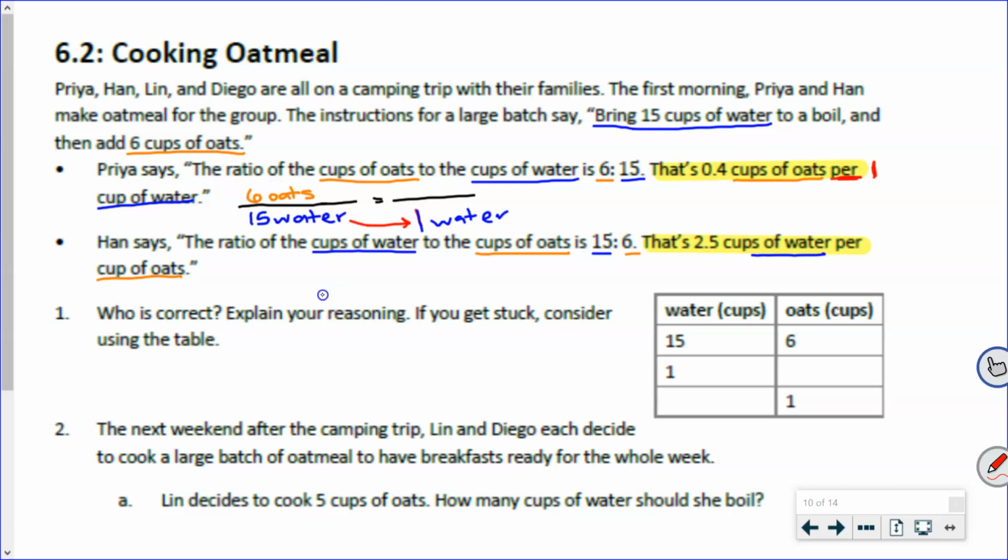There should be more hands than this. You guys are in 7th grade. You've done this for several years. Danny. Sorry, Sam.